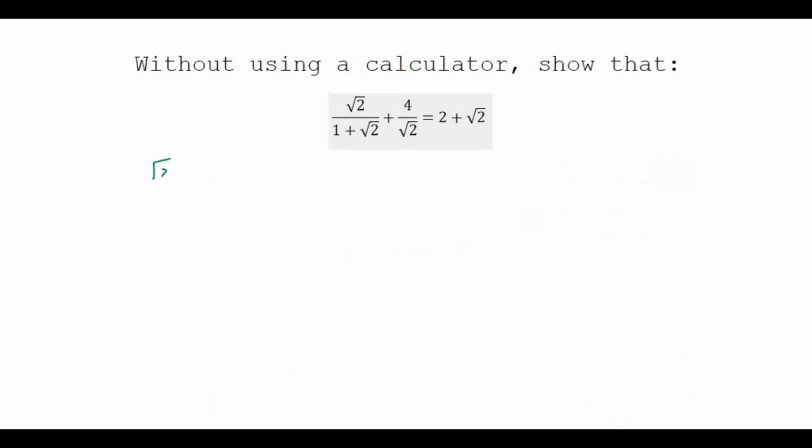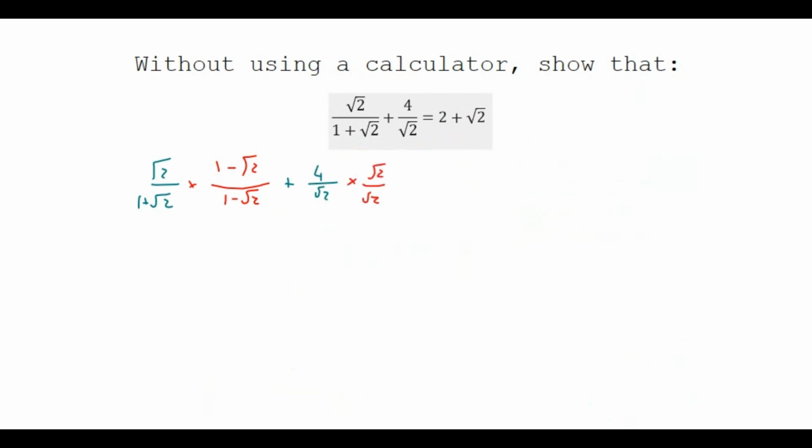We've got root 2 over 1 plus root 2. And what are we going to do? We are going to multiply that with its conjugate. We know we just replace the sign, so we're going to multiply with, sorry, I was looking at the numerator there. We are going to multiply with 1 minus root 2 over 1 minus root 2. Cool. And then we need to look at the other fraction there, plus 4 over root 2, multiplied by root 2 over root 2.